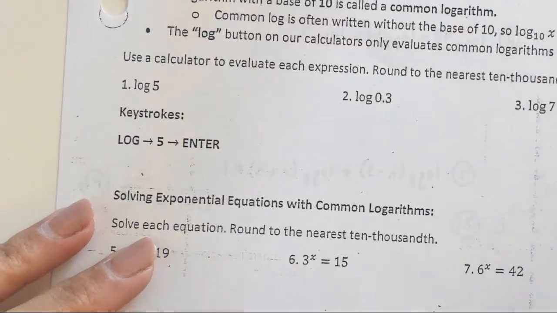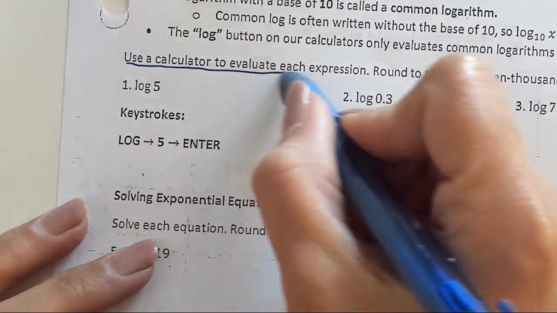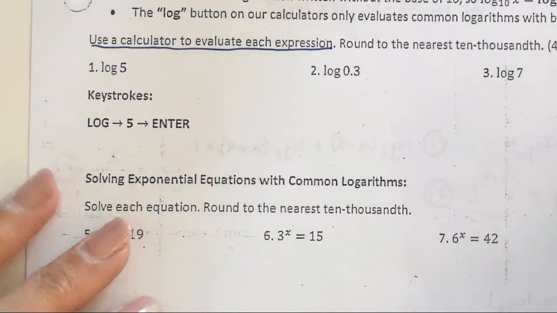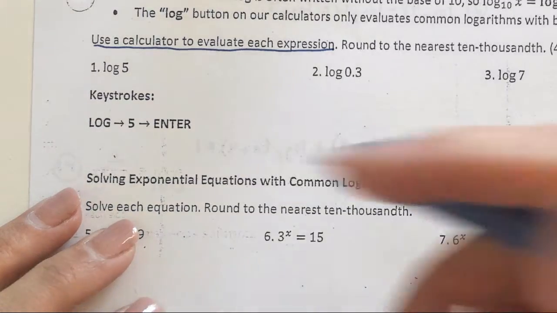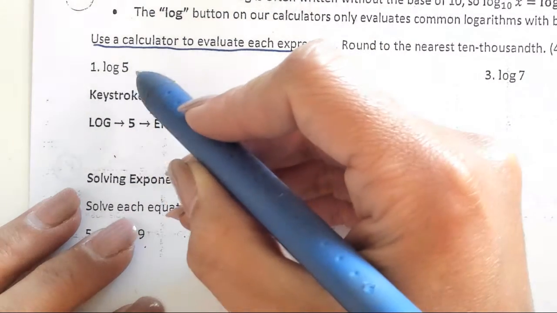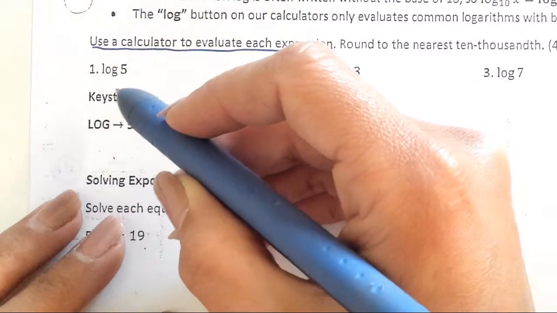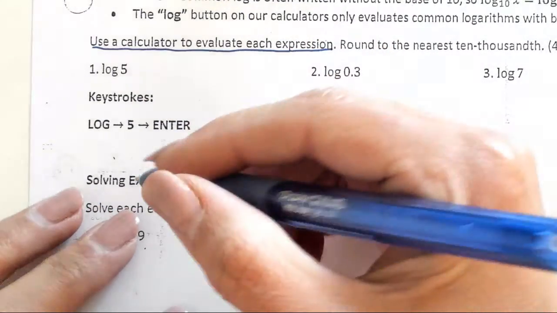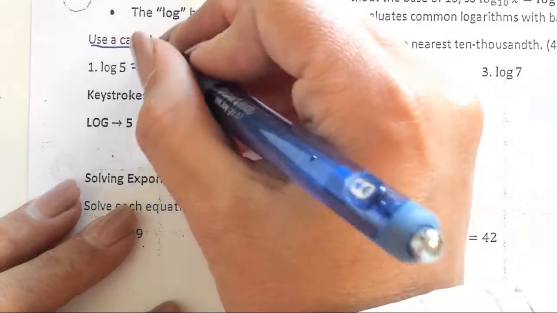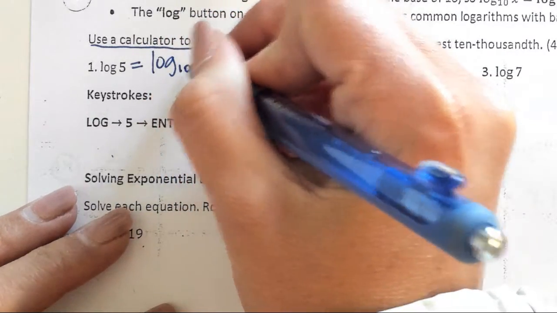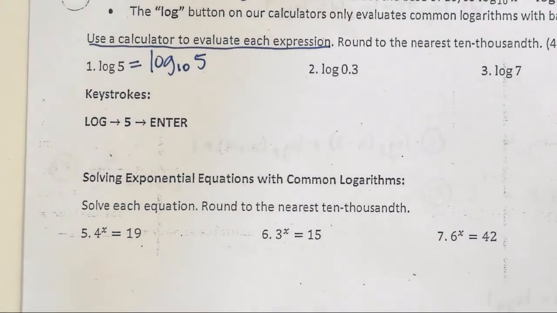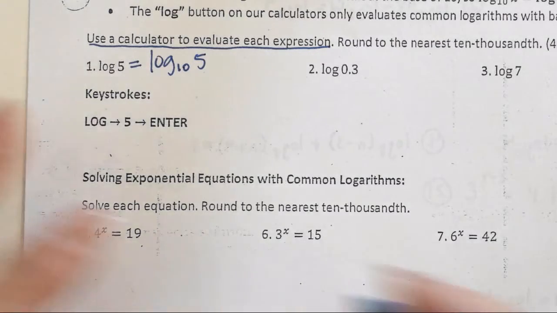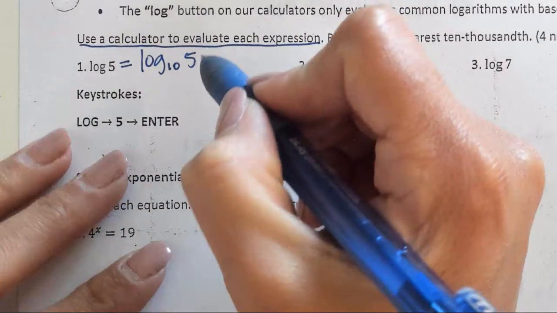First thing we are going to do is use a calculator to evaluate each expression. The first thing we're going to evaluate is log 5. Now, notice this doesn't have a base, like we usually see. If it does not have a base, it is automatically an imaginary 10. That's your standard base of 10. So if you just see log 5, that's the same thing as log base 10 of 5.